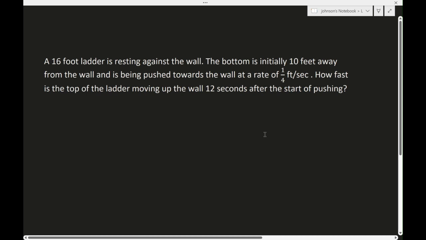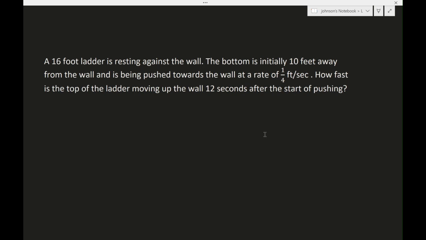Hello viewers, in this video we'll solve this problem, rate of change. Now this is a calculus problem as well. You have a 16-foot ladder resting against a wall. So let's say this is the wall, and you have a 16-foot ladder, let's say something like this. So this is 16.